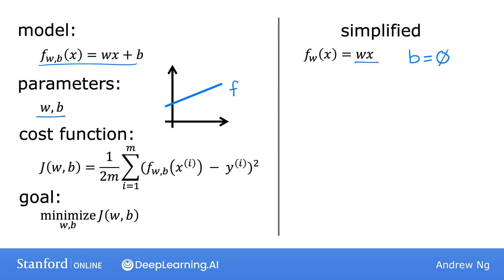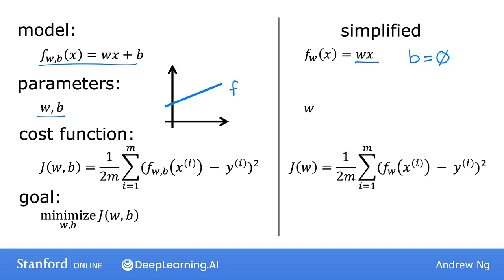So you now have just one parameter w, and your cost function J looks similar to what it was before, taking the difference and squaring it, except that now f is equal to w times x^(i), and J is now a function of just w. And the goal becomes a little bit different as well, because you have just one parameter w, not w and b. So with this simplified model, the goal is to find a value for w that minimizes J of w.